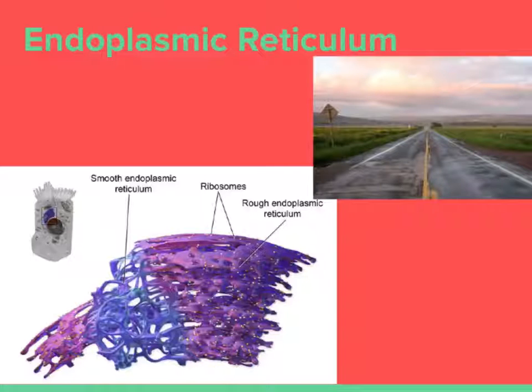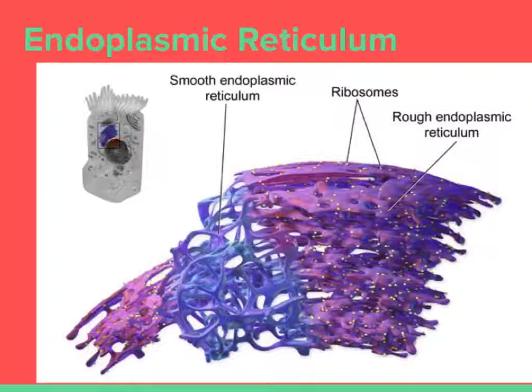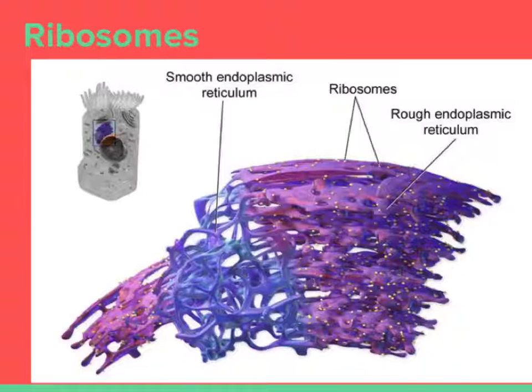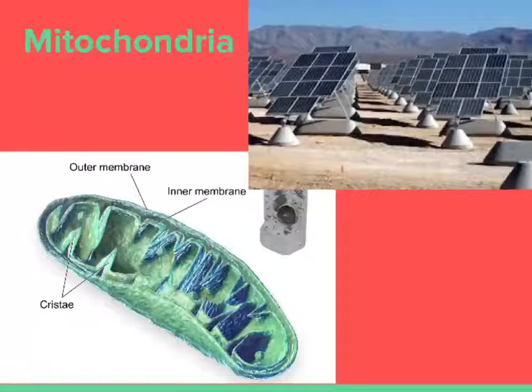Just like we need roads to drive places, cells need a transportation system to move materials through the cell. The Endoplasmic Reticulum, or ER, is a network of tubes that carry materials throughout the cell. Sometimes there are ribosomes attached to the ER, but they can also be found on their own in the cytoplasm. These are small but powerful and produce proteins for the cell to use. The ER is considered smooth when it doesn't have ribosomes attached, and is called the rough ER when there are ribosomes attached.